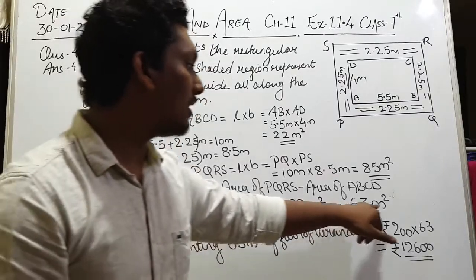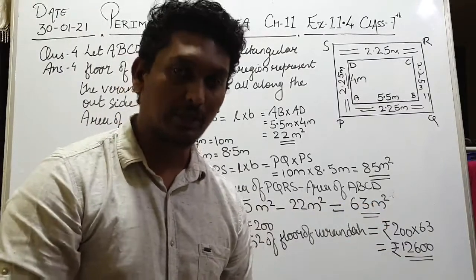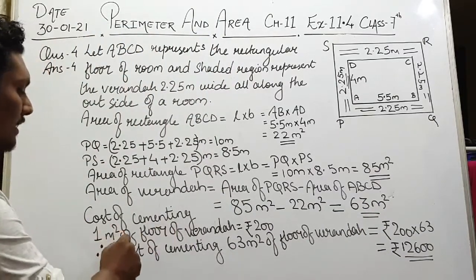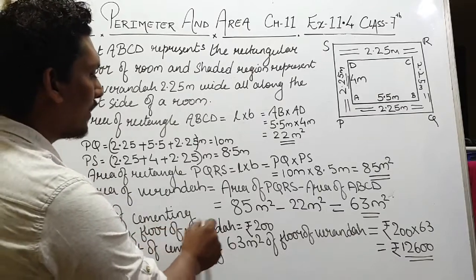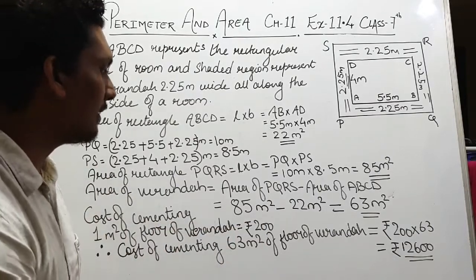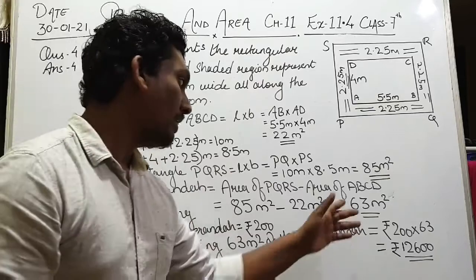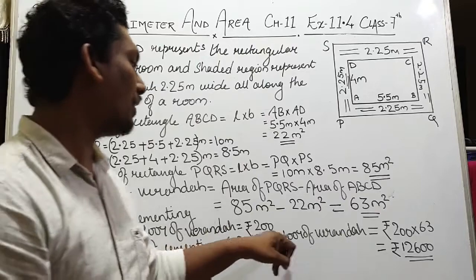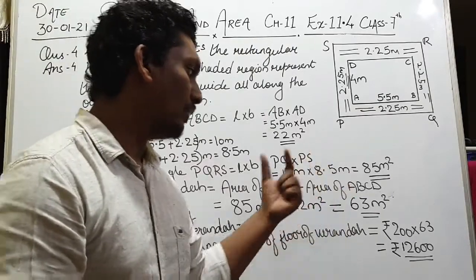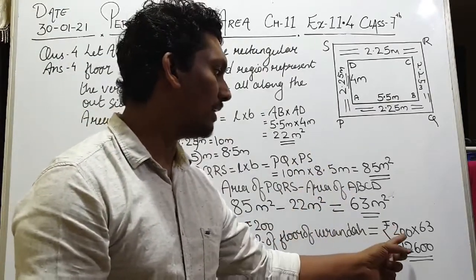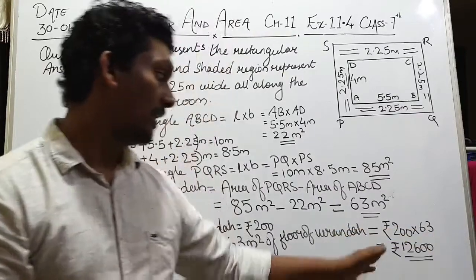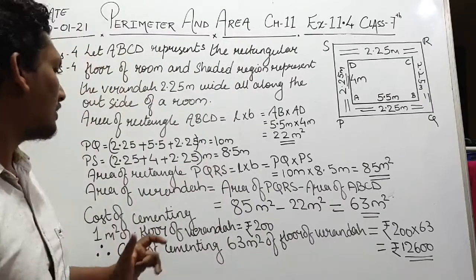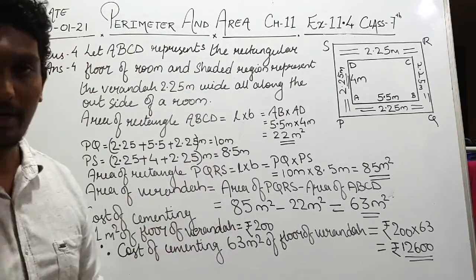So we get 63 meters square. This is the first part of the question that we have to find out. And the second part was the cost of cementing 1 meter square of floor of veranda. The cost is given 200 rupees. So here the cost of cementing 63 meters square of floor of veranda, we have to just multiply this 200 with 63, where we will get rupees 12,600. Okay, so this is all about the second part we have to find out.